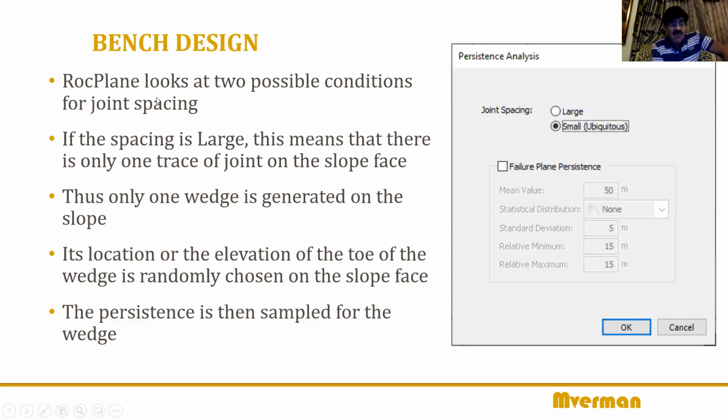Ubiquitous. Okay. RocPlane looks at two possible conditions for joint spacing. If the spacing is large, the spacing between the two joints is large. That means that there is only one trace of joint on the slope face. Then in a large joint, the software takes it that only one joint will be crossing the slope face. Another joint will be far away. So only one wedge is generated on the slope. And then the location and the elevation of the bottom of that wedge is randomly chosen on the slope face, which is not what you want actually. The persistence in that case will be sampled for the wedge.